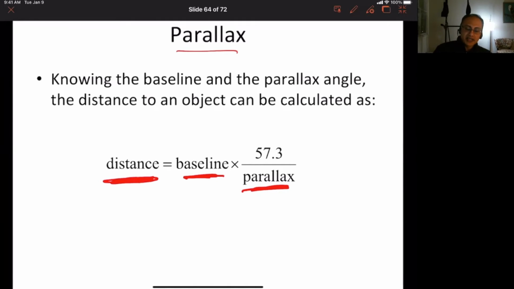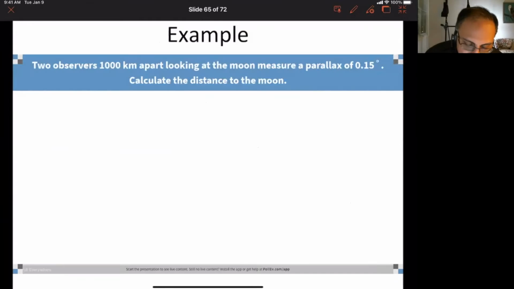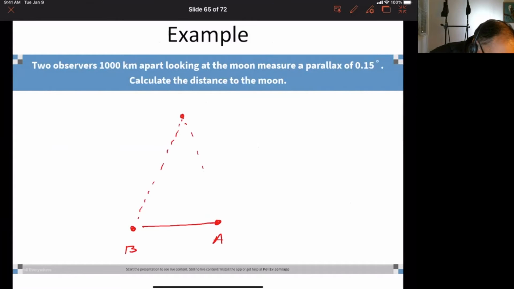So let's look at an example. Suppose there are two observers, let's call them A and B, who are 1,000 kilometers apart, right? They're looking at the moon and they measure a parallax angle. The parallax angle is this angle up here. They measure this angle to be 0.15 degrees. The baseline distance is 1,000 kilometers. The question is, what is the distance to the moon?